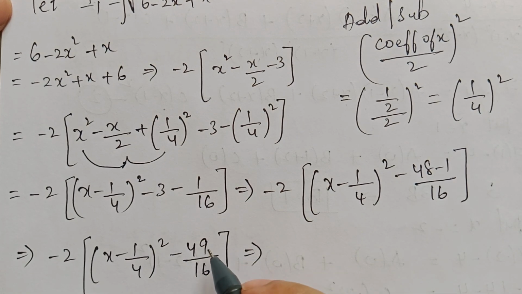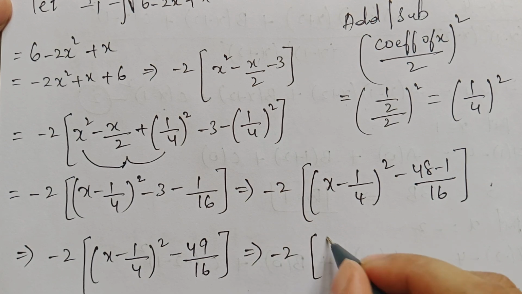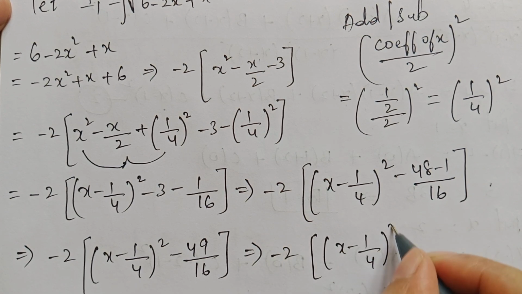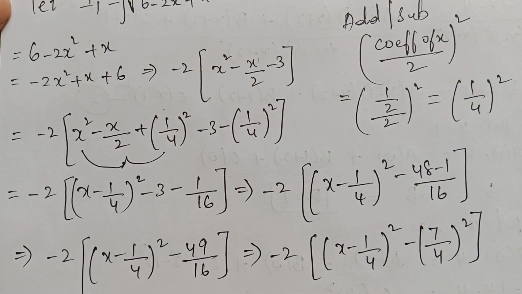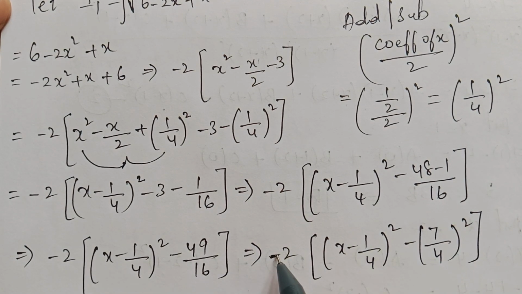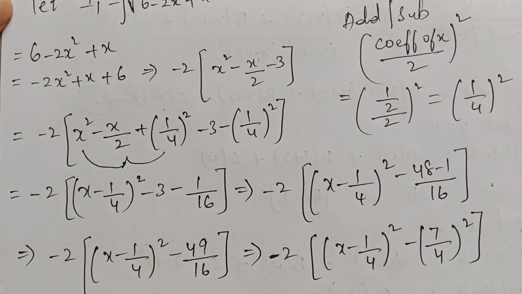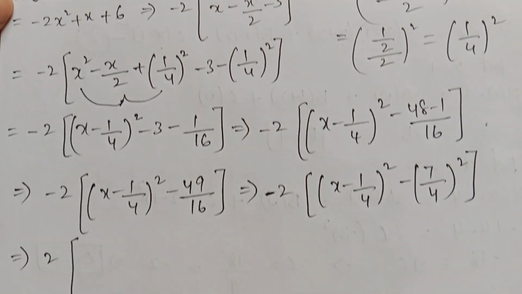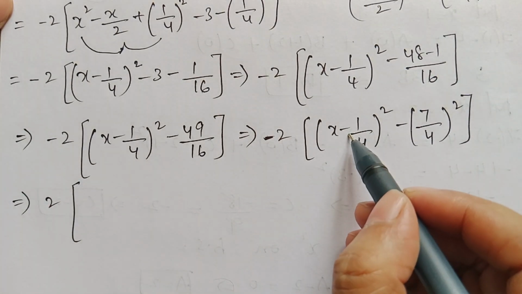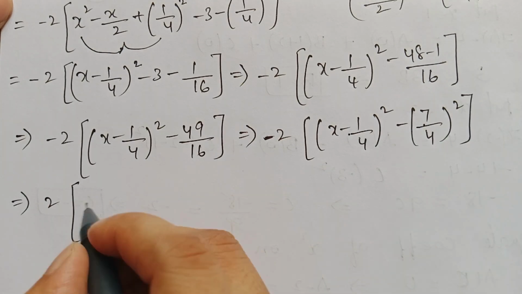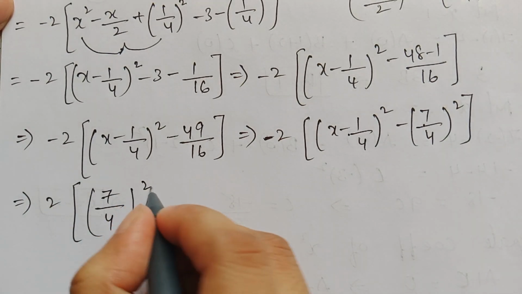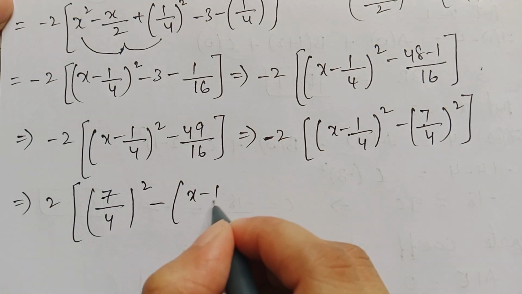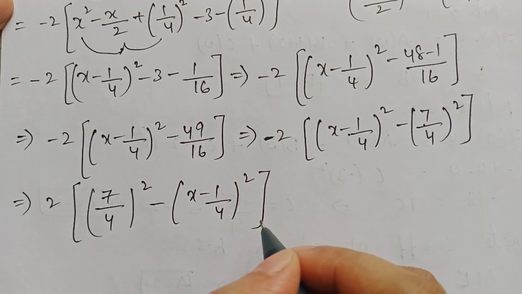49 by 16 can be written as 7 by 4 whole square. So it is minus 2 into x minus 1 by 4 square minus 7 by 4 whole square. So now multiplying this negative inside, this will become negative and this will become positive. So I will write the positive value first. So it is 2 into 7 by 4 whole square minus x minus 1 by 4 whole square is our answer.